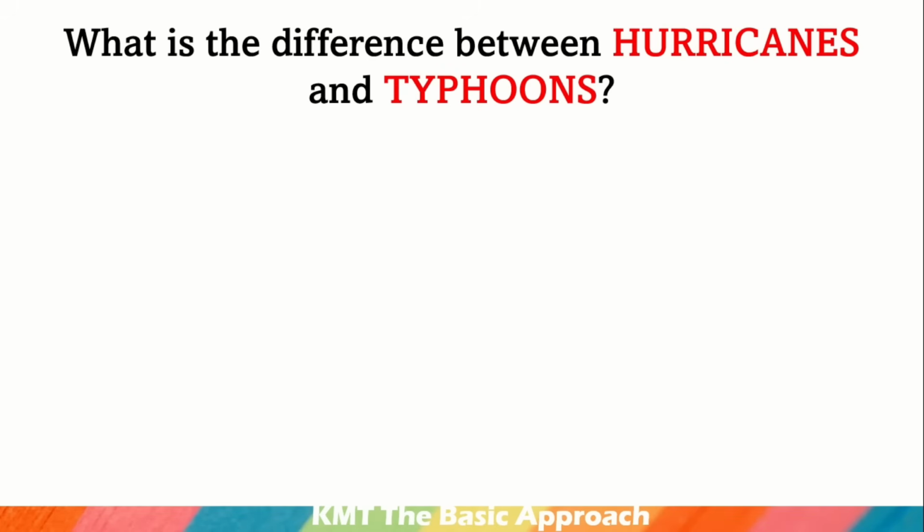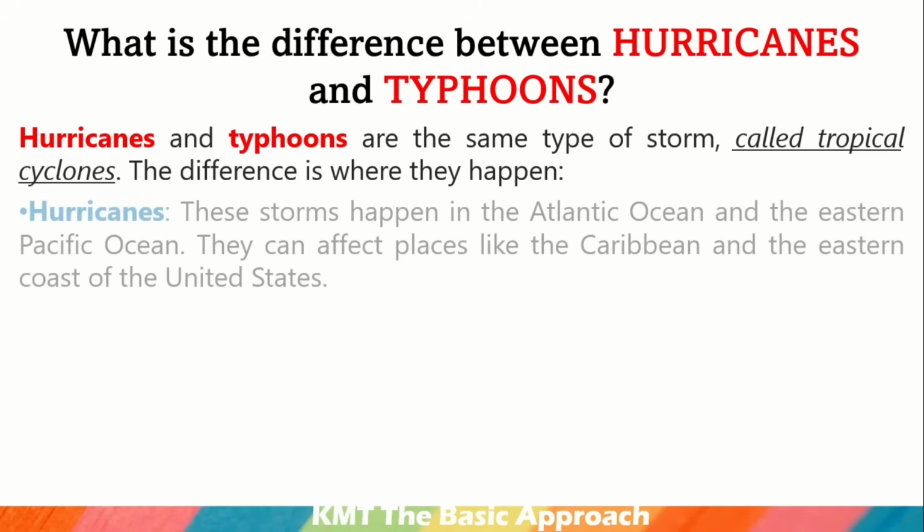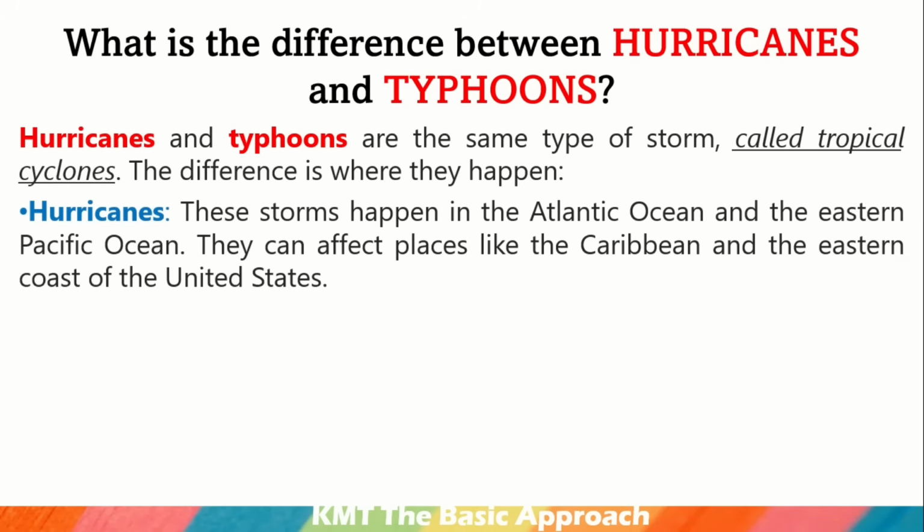What is the difference between hurricanes and typhoons? Hurricanes and typhoons are the same type of storm, called tropical cyclones. The difference is where they happen. Hurricanes: these storms happen in the Atlantic Ocean and the Eastern Pacific Ocean. They can affect places like the Caribbean and the eastern coast of the United States.